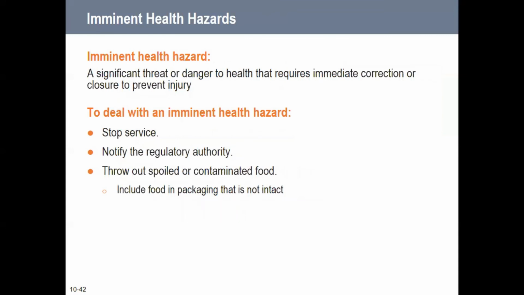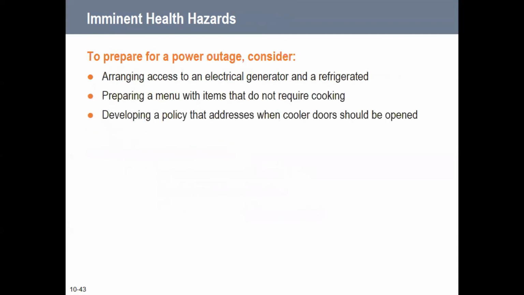So what if we have an imminent health hazard? So a significant threat or danger to health, to prevent injury. So if we have an immediate imminent health hazard, we need to stop service. We need to notify whatever regulatory authority is there, and we get rid of any spoiled or contaminated food, especially food and packaging that is not intact.